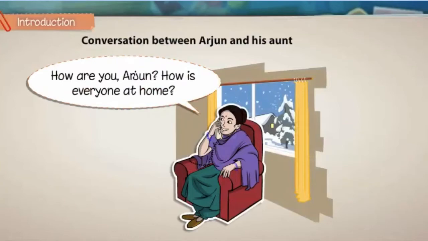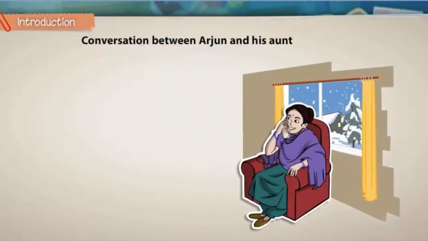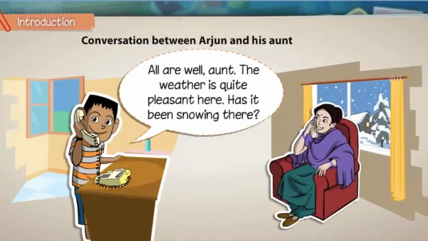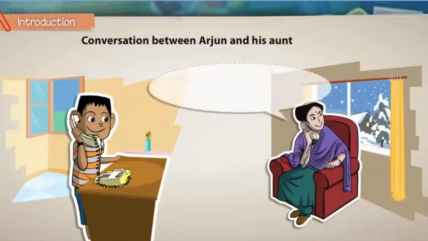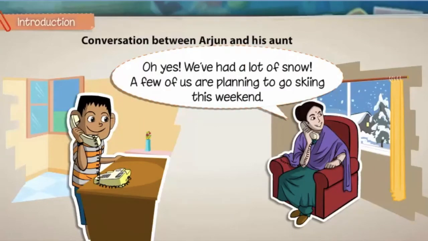Now let us take up a conversation between Arjun and his aunt. How are you, Arjun? How is everyone at home? Now the aunt is speaking to Arjun on her phone. All are well, aunt. The weather is quite pleasant here. Has it been snowing there? Oh yes, we've had a lot of snow. A few of us are planning to go skiing this weekend.